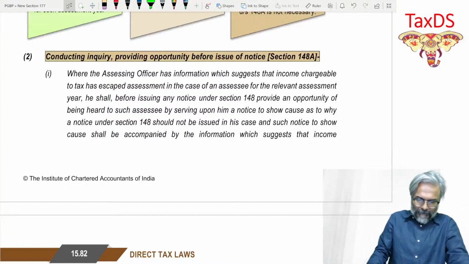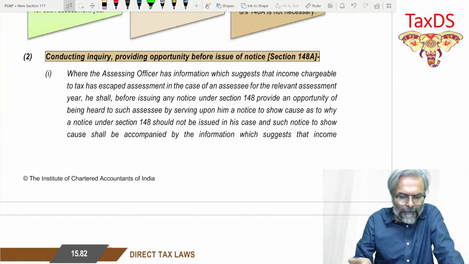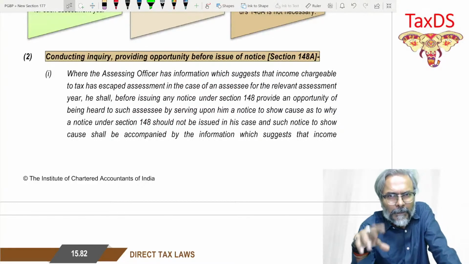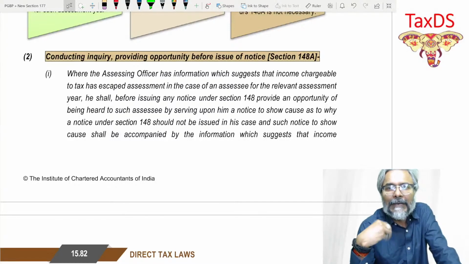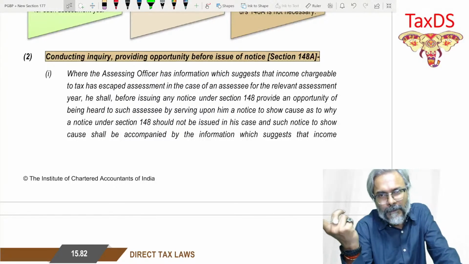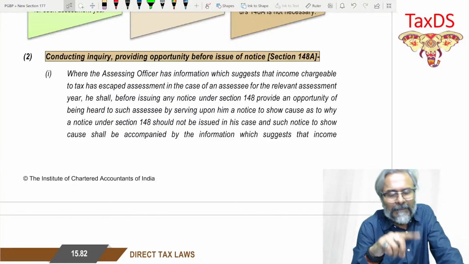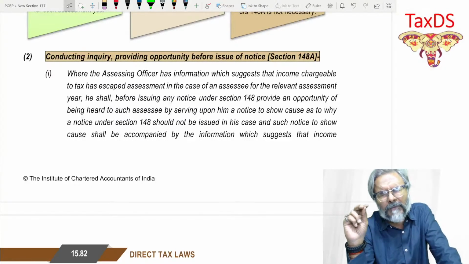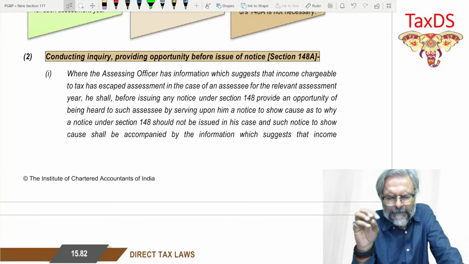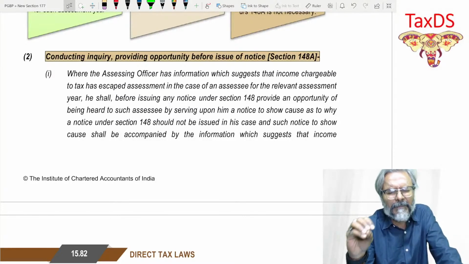Let's have a look, students, over here first. Now, students, what we are doing is point number 2. Point number 2 is about what, students? It is about the procedures to be followed. So if I have to do 147, I have to immediately issue a notice under 148A. That is the first step primarily that I have to do.